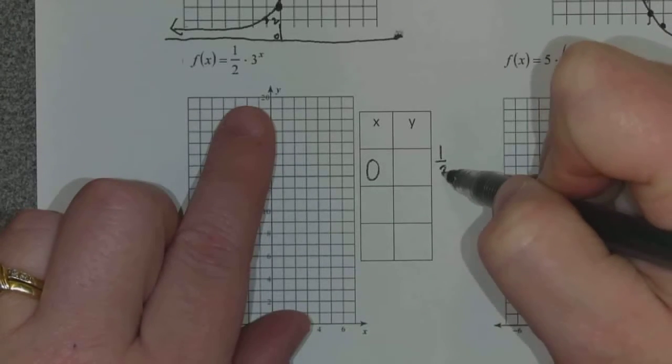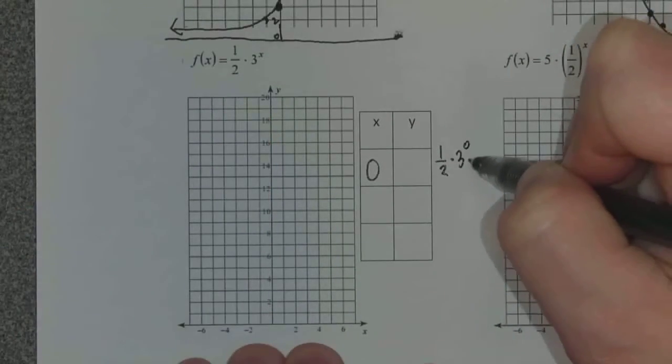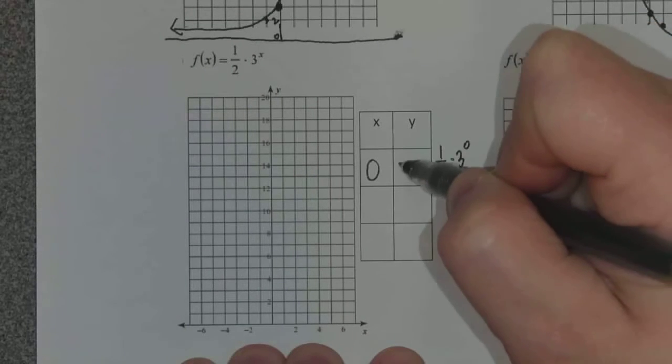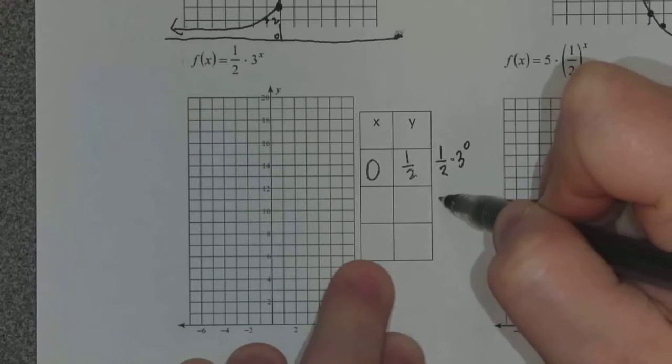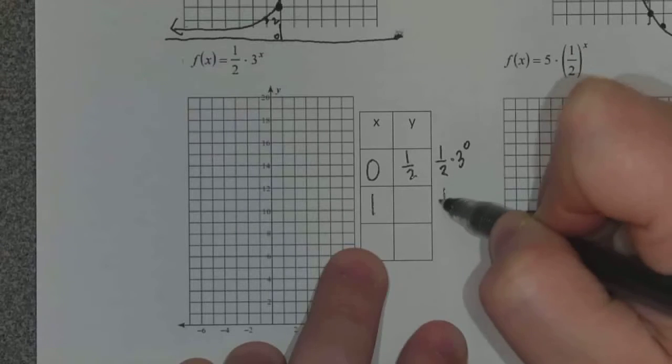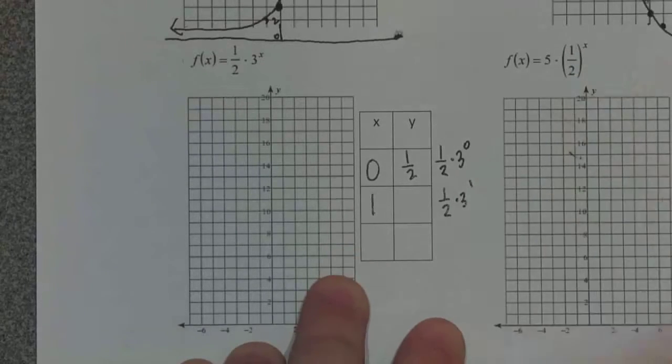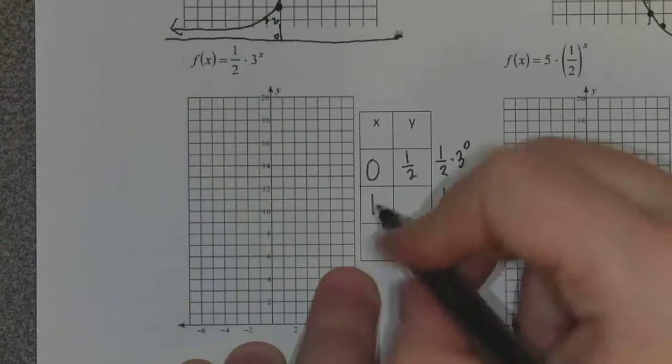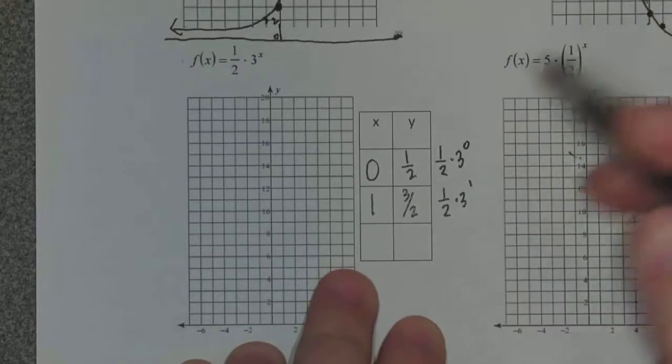So I'll have 1/2 times 3 to the 0 power. 3 to the 0 is 1. 1 times 1/2 is 1/2. I'm going to put 1 in. So 1/2 times 3 to the 1. This would be 3. 3 times 1/2 is 3/2.